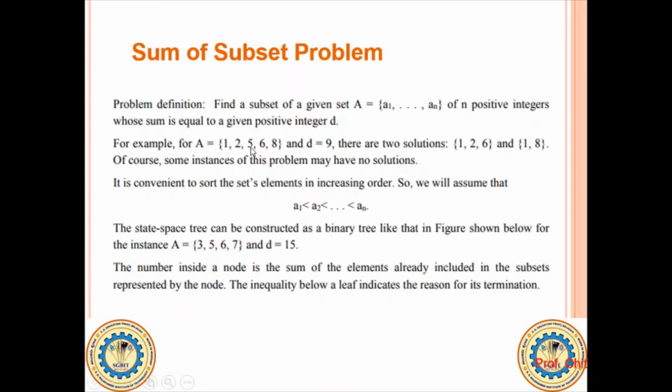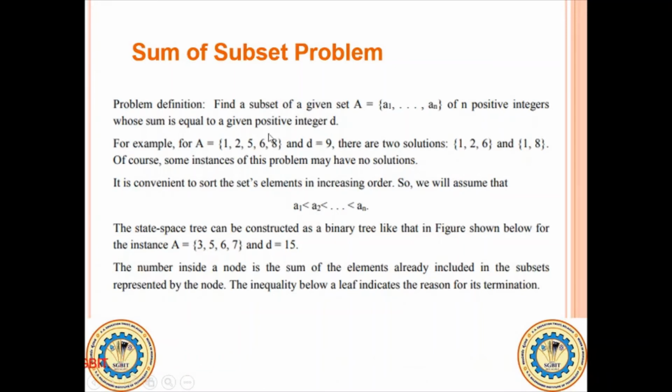Now trace back to 5. So leave 5. Next trace back to 2. Then we leave this 5, and next check for 6. 1 plus 2 plus 6. Yes, it is giving us 9. You can see here 1 plus 2 plus 6 is giving us 9. So that is one subset.